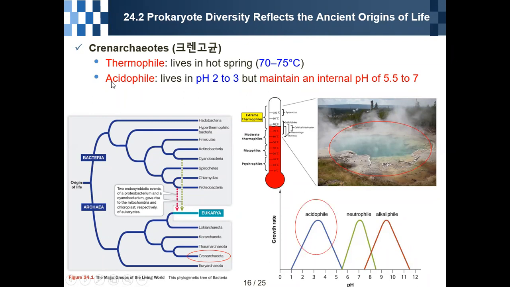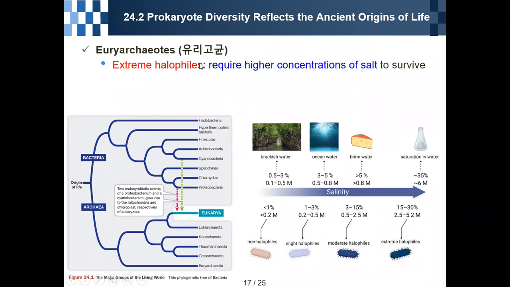Another one is the acidophile. They can live in pH 2 to 3, but they maintain an internal pH of 5.5 to 7. So the acidophiles and the thermophiles belong to the Crenarchaeota, in Korean Krengogyun. Another one is the Euryarchaeota, in Korean we call it Uregogyun.